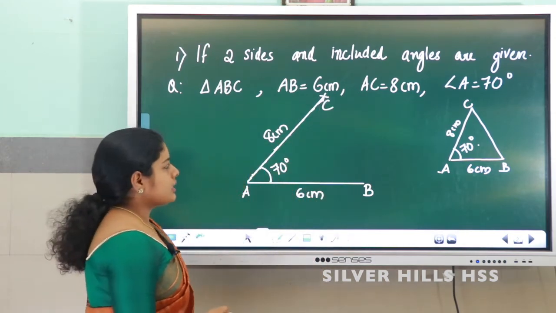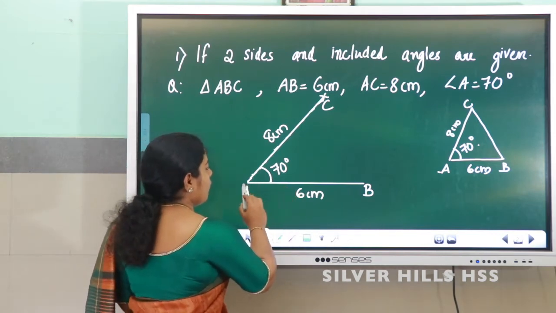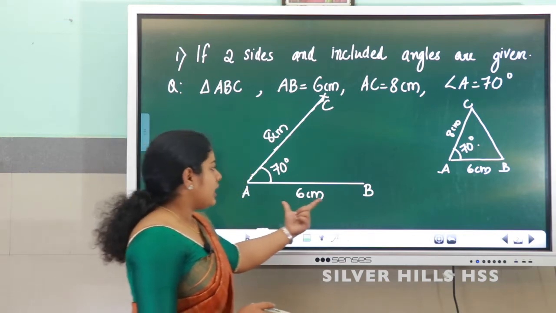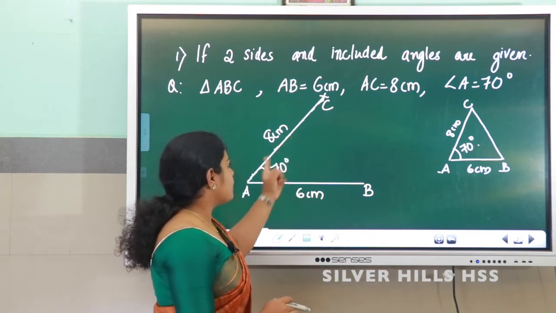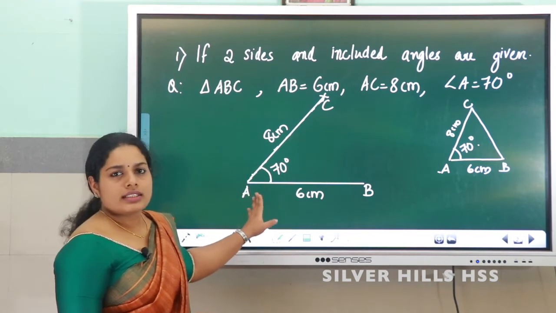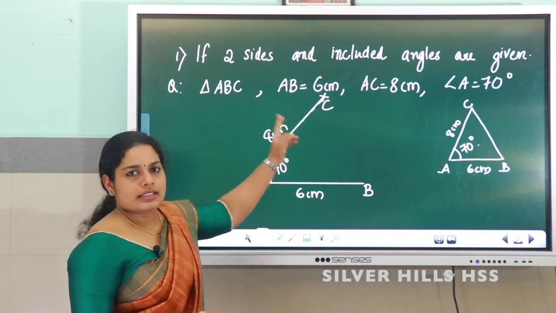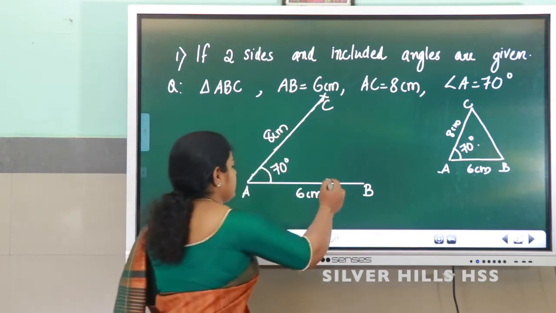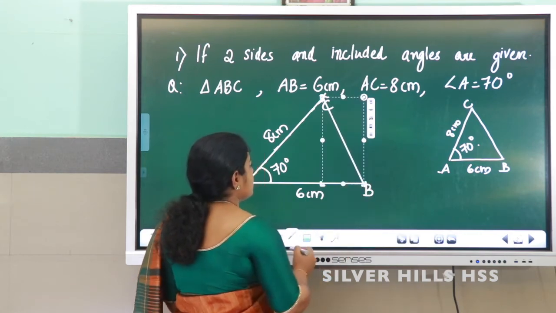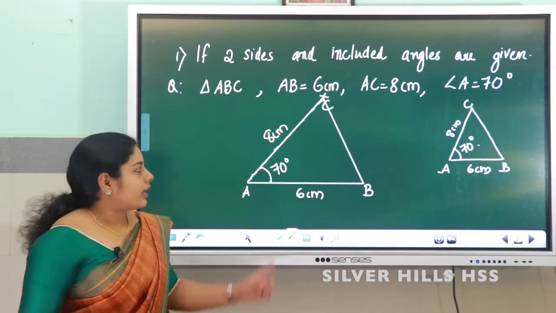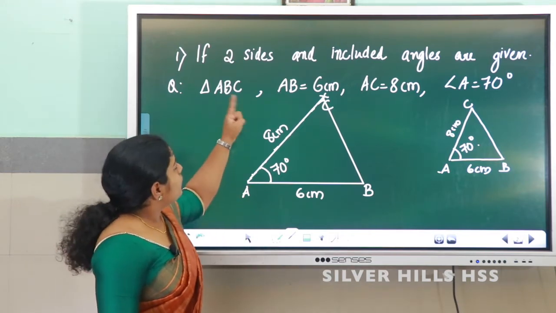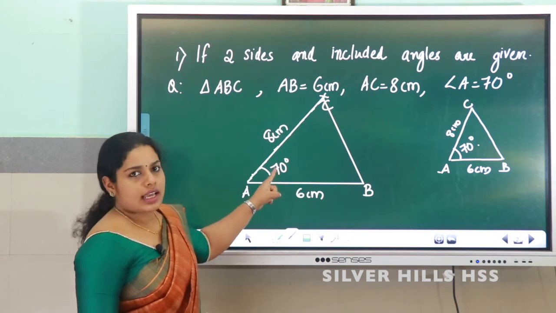Now we have all the given information. We have constructed everything that is given in the question: AB is equal to 6, AC is equal to 8 and angle A is equal to 70 degree. Now in order to complete this, we need to join BC. So we will get a triangle. Just draw a join BC. So this is our required triangle ABC. This is the first case, that is, if two sides and the included angle are given.